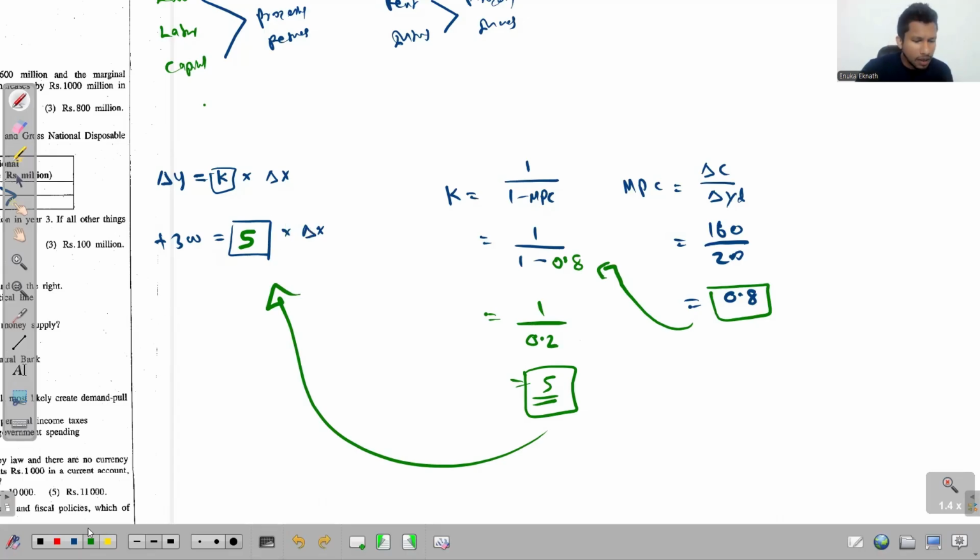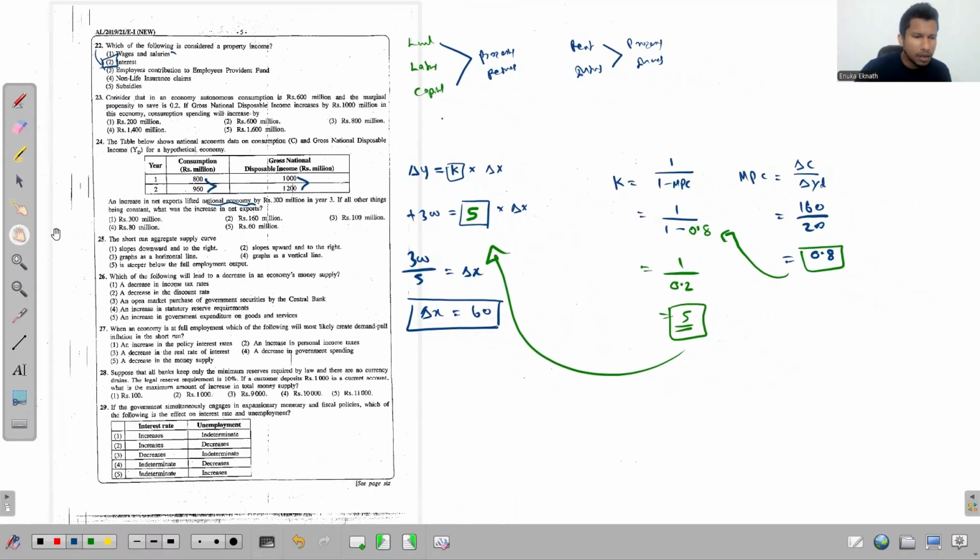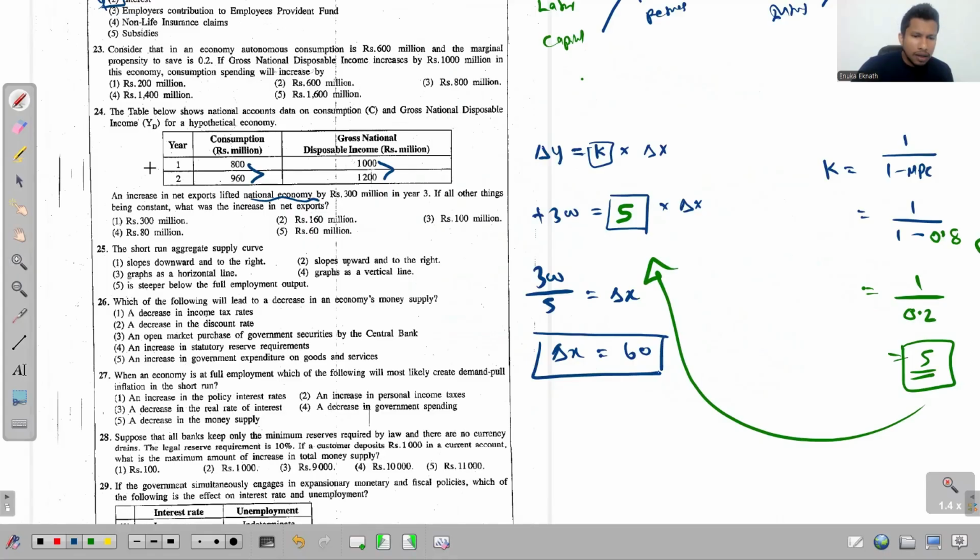See that now. Very easy. So 300 divided by 5 is equal to delta X. So delta X is equal to 60. So the exports have increased by 60. That's the answer. 60. Yeah, it's in the fifth option.